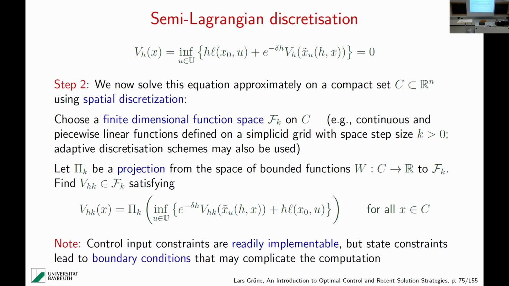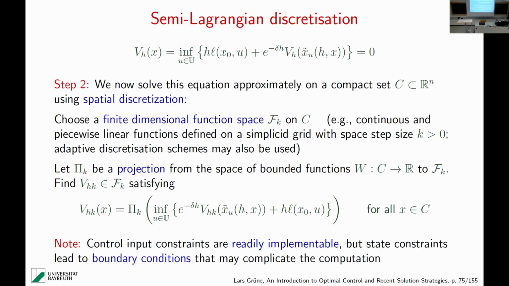Okay, and then what we do is we look at this equation and try to solve it in this space Fk. And how do we do that? Well, if we have a function from Fk, which is now called VHK because it has these two discretization parameters, then the left-hand side will, of course, be in Fk. But the right-hand side here may not be in Fk. So what we do is we take the right-hand side and project it back. And then we get an equation that can be solved. This should be true for all x in C.